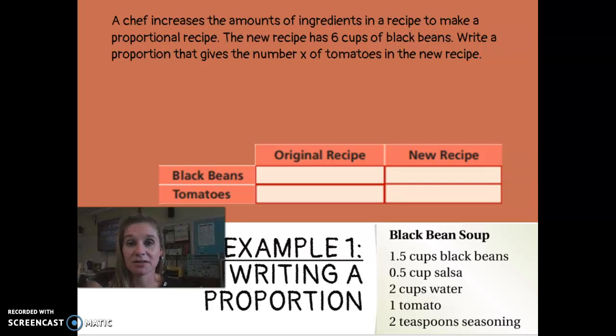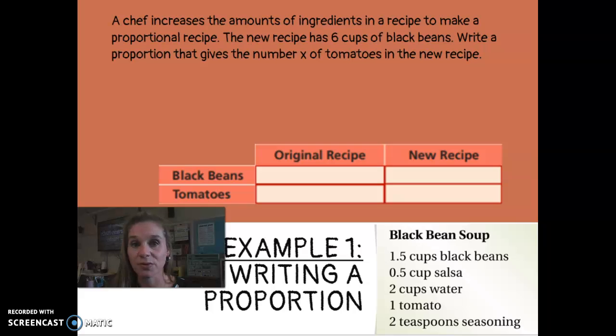A chef increases the amount of ingredients in a recipe to make a proportional recipe. The new recipe has 6 cups of black beans. Write a proportion that gives the number X of tomatoes in the new recipe. I also want you to notice that they've given us this table with original and new recipe at the top, and then black beans and tomatoes off to the side. And then at the bottom right corner, we've got the black bean soup recipe, which is the recipe that we're going to be modifying. And you can see its original ingredients include 1.5 cups of black beans, a half cup of salsa, 2 cups of water, 1 tomato, and 2 tablespoons of seasoning.